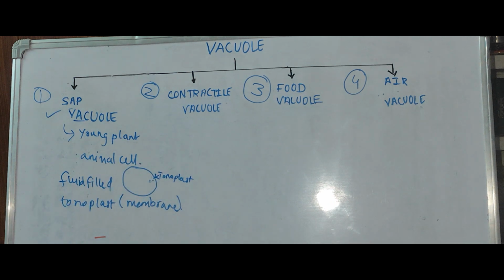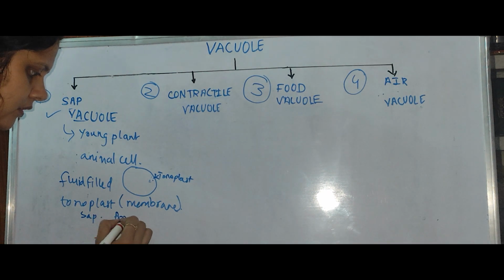Generally whatever content the sap vacuole contains is known as sap, and this sap consists of minerals, water, ions, and many other pigments like water soluble pigments such as anthocyanin or anthoxanthin. These pigments are also present in sap vacuole.